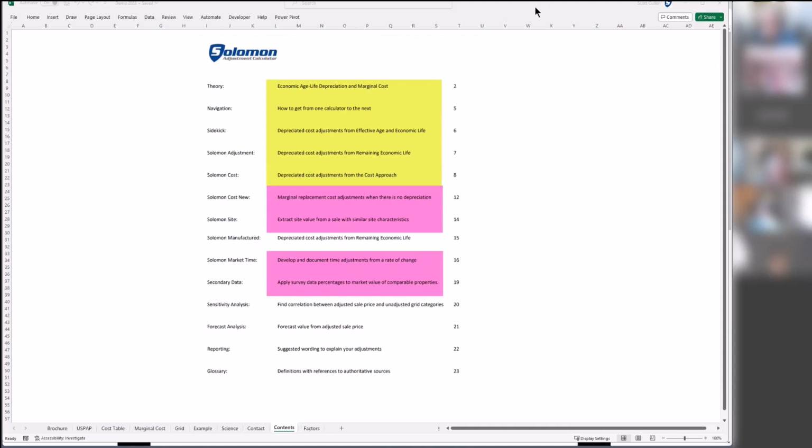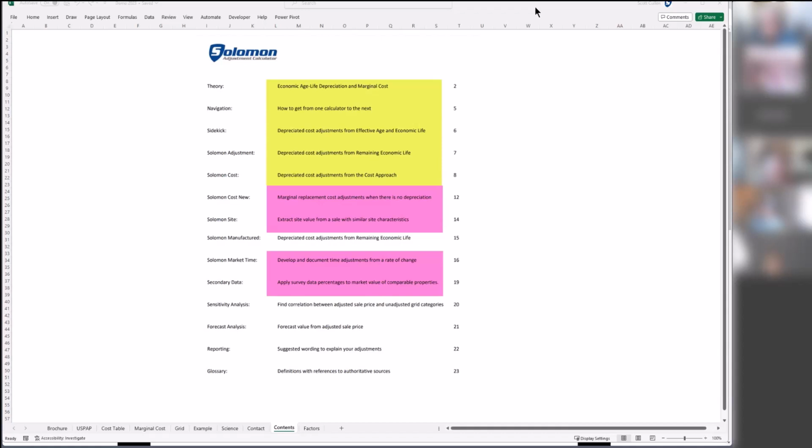What you're looking at on the screen is a screenshot of our user manual, and each of those are chapters in the user manual that relate to one of the calculators within Solomon. Last week, we covered the theory, age life depreciation, and marginal cost. Then we talked a little bit on navigation, how to get around the calculator. And then three different ways to calculate depreciated cost adjustments.